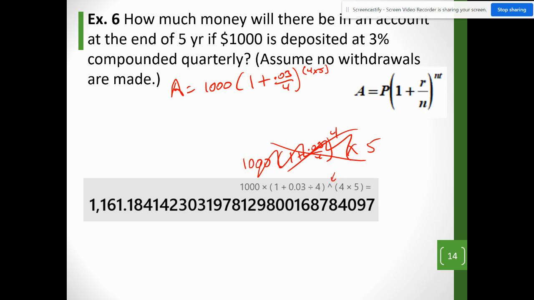All right, so I typed this on my calculator. Usually when we talk about money, we round it to 2 decimal places.